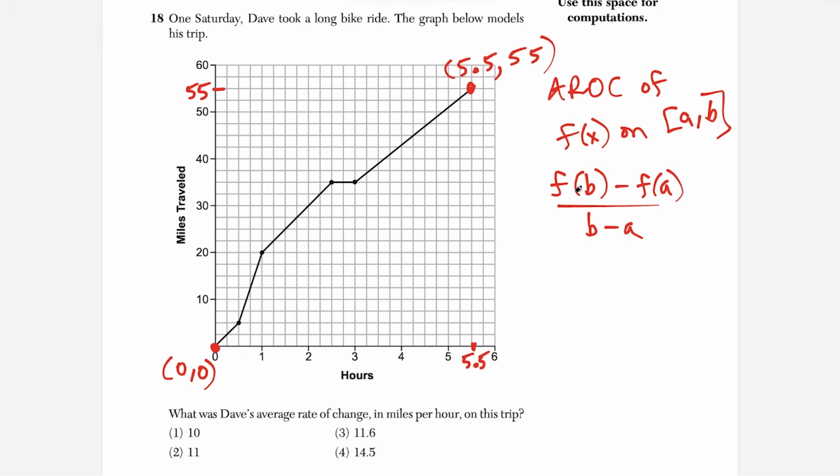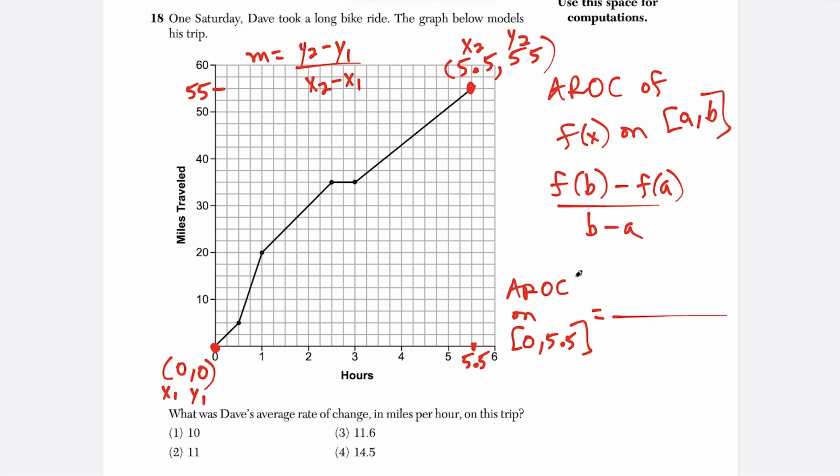Now, if you want to think of this as just using the slope formula, you can also just shift and use y2 minus y1 over x2 minus x1. But once again, the fancy textbook definition of average rate of change of f of x on AB is this one here. We can use this one, but we don't actually have a function name for this, so we can just go ahead and find the slope using the slope formula. I'll call this one here x1, y1, and I'll call this one over here x2, y2. And now I just find the average rate of change, and this is happening on the interval 0 to 5.5.